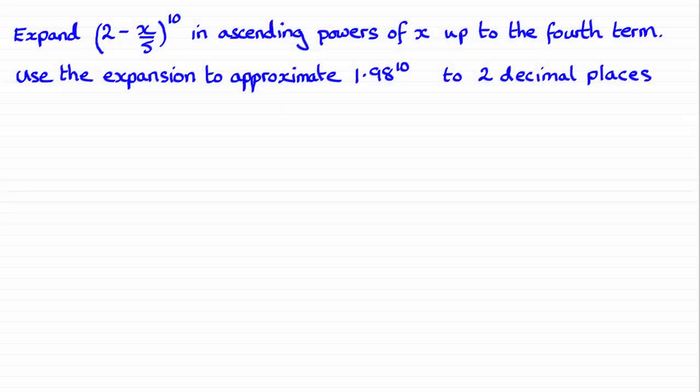Now I'm assuming that you've watched the previous section where I showed you how to approximate values providing x was small in a binomial expansion. And I've got another example here, one that you might like to try. We've got to expand 2 minus x over 5 all to the power 10 in ascending powers of x up to the 4th term. And using that expansion, approximate 1.98 to the power 10 to 2 decimal places. So I'll give you a moment if you'd like to try this, and then when you come back I'll show you the worked solution.